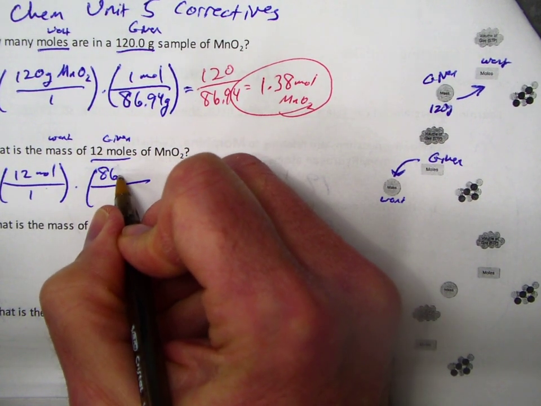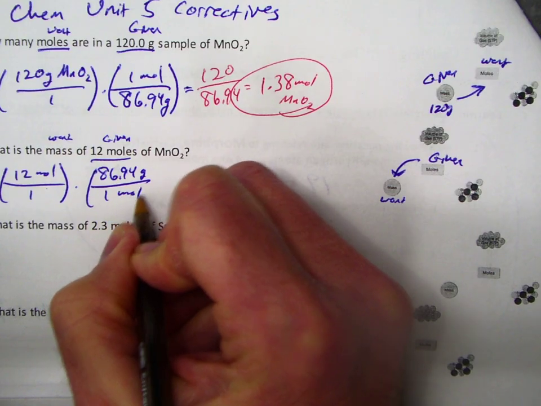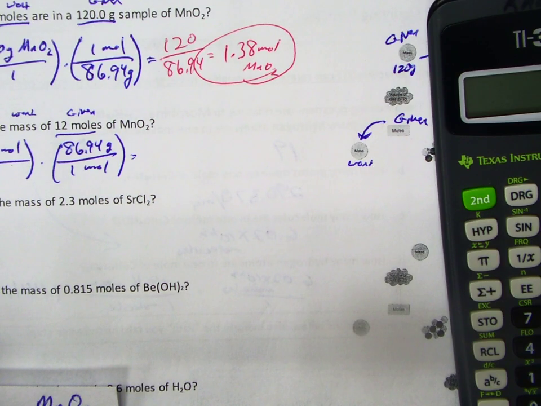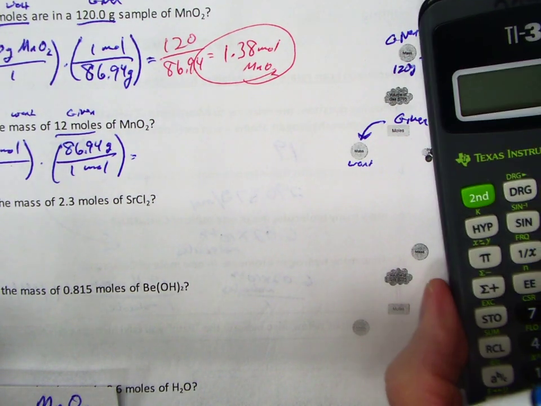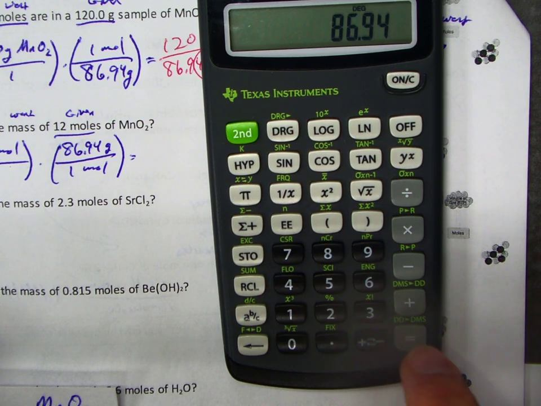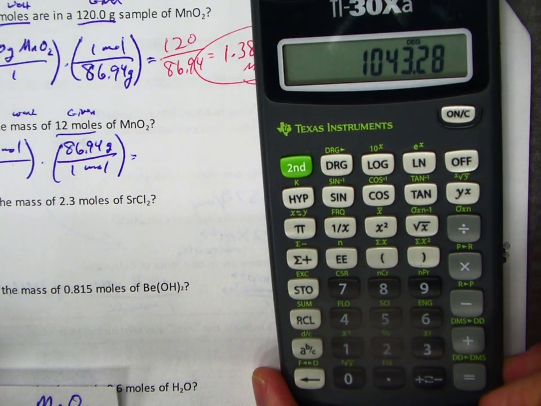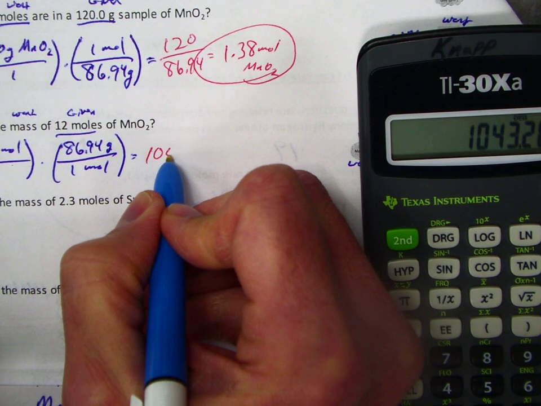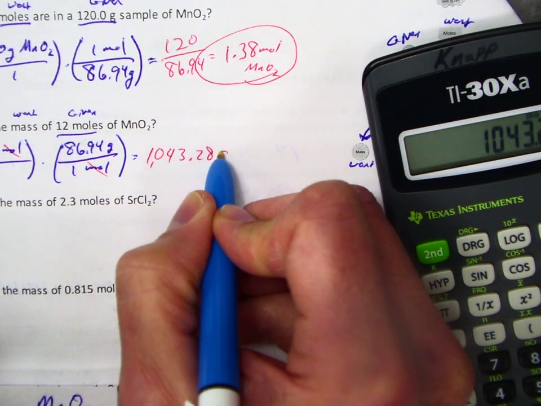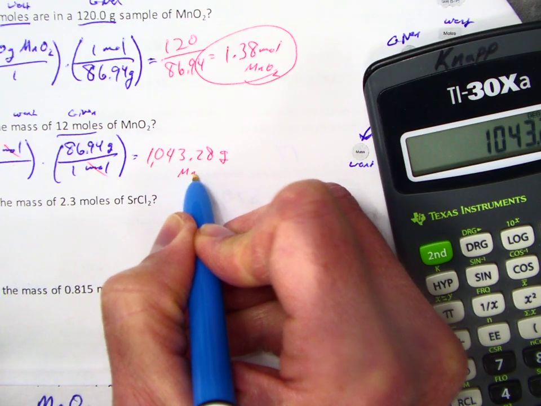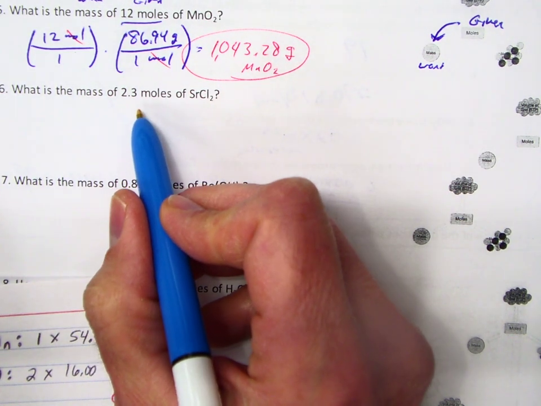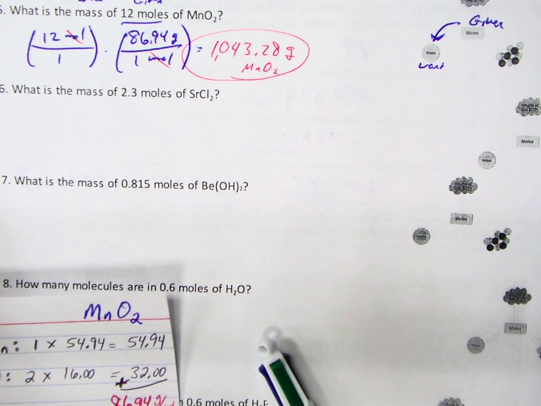So we've got 86.94 grams per 1 mole. And then from here we multiply. Multiply across the top. We're not going to worry about multiplying across the bottom because across the bottom it's all 1. So we can say 12 times 86.94 equals 1043.28. And you'll notice the unit we have, since we're canceling moles out, is grams. Grams of MnO2.